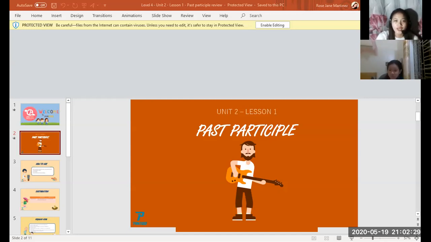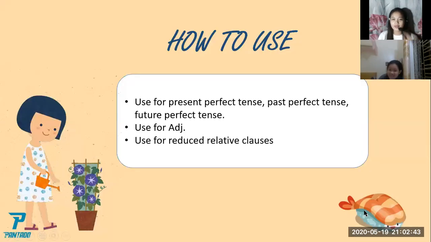Okay, so how to use past participle? Can you see it? Now, how about this one? Can you tell me how to use past participle? Use for present perfect tense, past perfect tense, future perfect tense. Okay, very good. Continue.